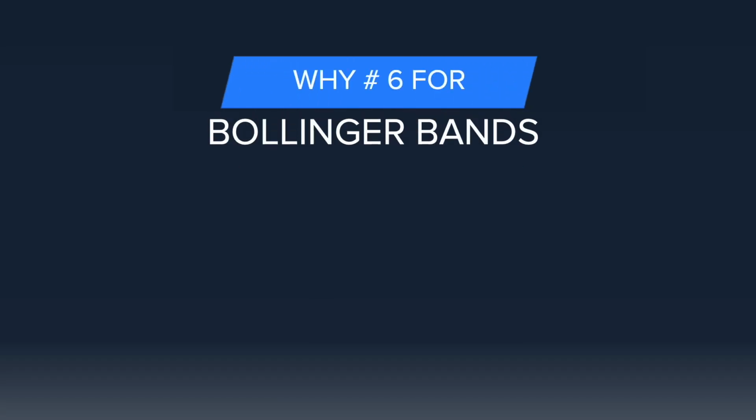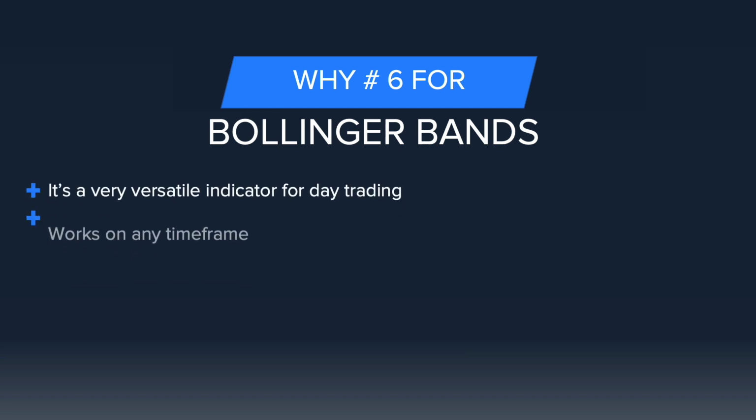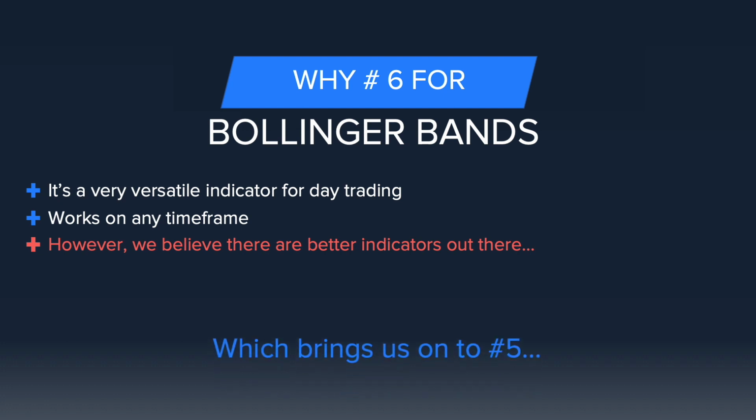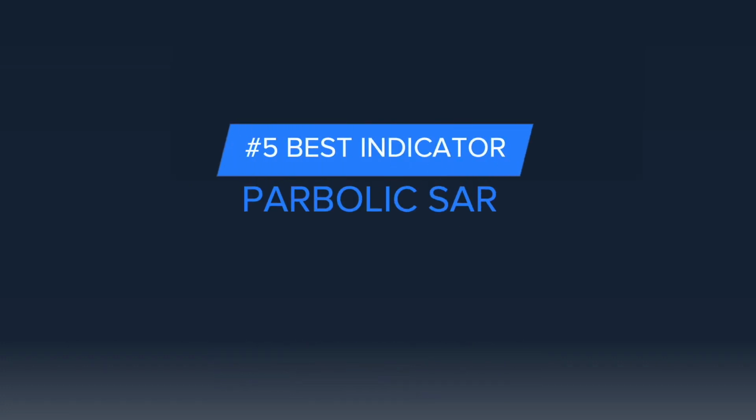So, why have we placed Bollinger Bands at number 6? The indicator is very versatile for day trading, and works on any time frame, which makes it a strong choice for many traders. However, we believe there are better indicators out there to choose from. Which brings us on to number 5. At number 5, best indicator.